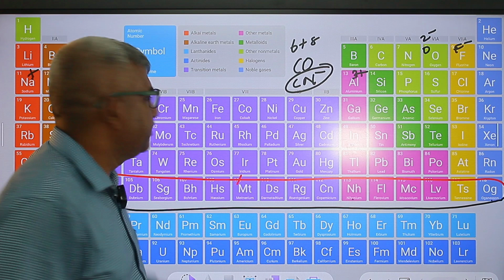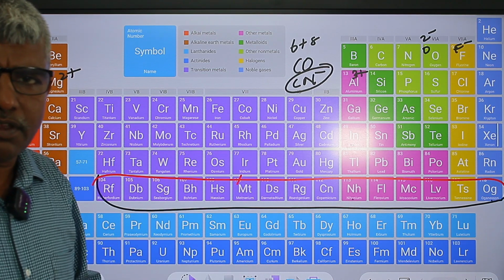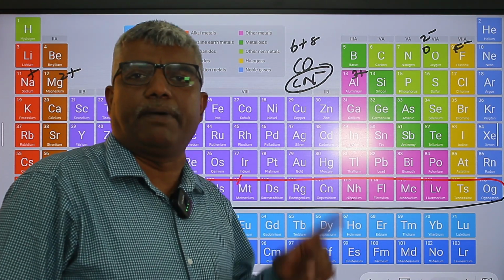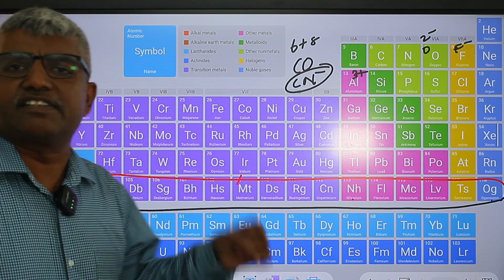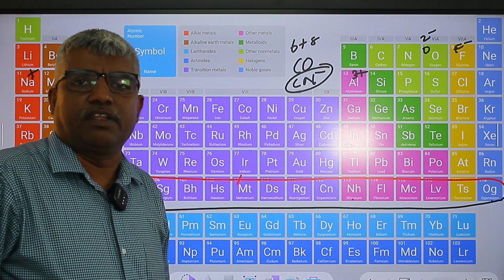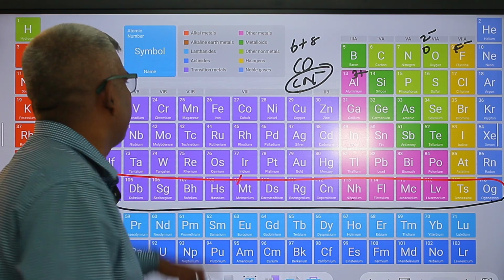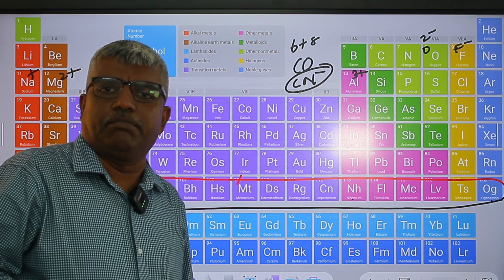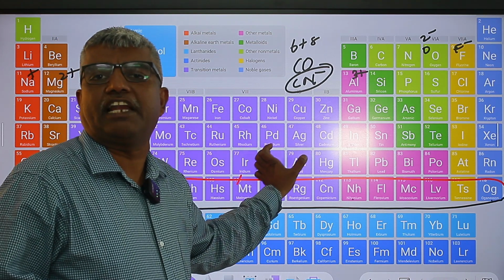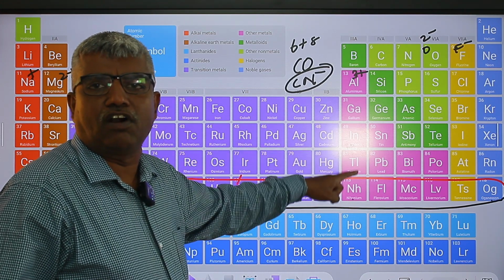Then come to the D block elements. Scandium, titanium, vanadium, chromium, manganese, iron, cobalt, nickel, copper, zinc. Then come to the columns. Scandium, yttrium, lanthanum, actinium. Titanium, zirconium, hafnium. Vanadium, niobium, tantalum. Chromium, molybdenum, tungsten. Manganese, technetium, rhenium. Then iron, cobalt, nickel. Then ruthenium, rhodium, palladium, osmium, iridium, platinum. Copper, silver, gold, zinc, cadmium, mercury.